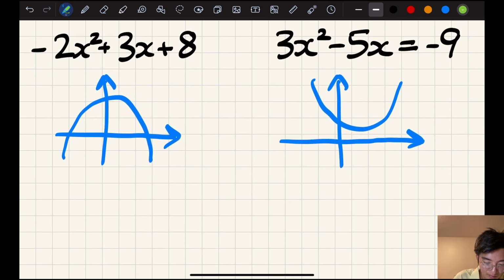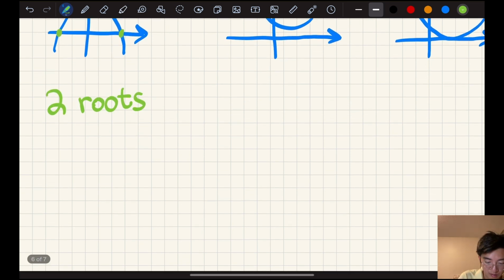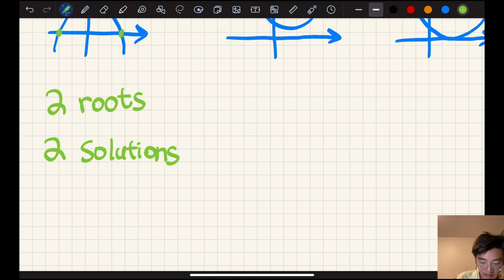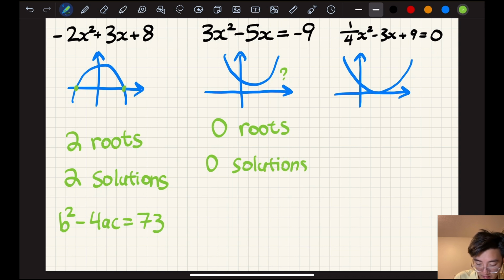In this first graph here, our first question, we have 2 roots here. This graph touches the x-axis 2 times, so it has 2 roots or 2 solutions. And once again, the discriminant is 73, so that's bigger than 0. Our next equation, we have no roots, so it does not touch the x-axis at any point. And because it doesn't touch the x-axis, it has 0 solutions. Okay, so again, from earlier, we know that this equals negative 83.